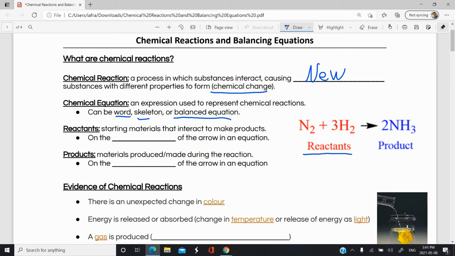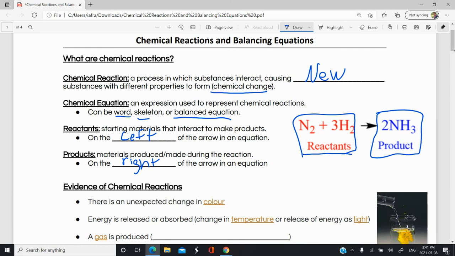And we saw that in a reaction and in the equation, you're going to have two main parts. You're going to have reactants, which are the things you start off with, and they are on the left side of the arrow, as you can see in the red over there. So the left side of the arrow, here are my reactants. And then the products are what's made. They're on the right side of the arrow.